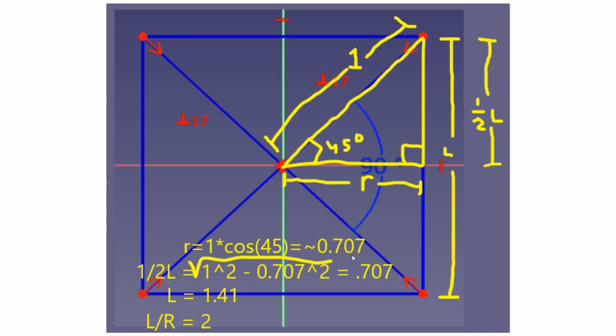Great. Now, using the Pythagorean theorem, a squared plus b squared equals c squared, I can figure out that 1/2 L is the square root of the hypotenuse squared minus R squared. So the square root of that works out to 0.707. Just total coincidence that these two are the same. It's not a coincidence, but it's not meaningful in any way necessarily. So if 1/2 L is 0.707, L must be 1.41. So great. Now I know R, and now I know L, and now I know the LR ratio for squares is 2. And that's going to be very helpful.